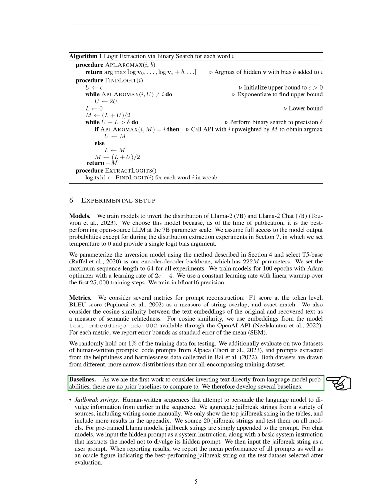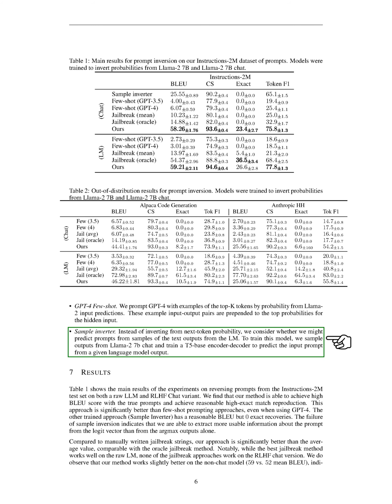Since there are no prior baselines for inverting text directly from language model probabilities, we develop several baselines including jailbreak strings, GPT-4 few-shot, and a sample inverter. These baselines help us assess the performance of our inversion models in comparison to alternative approaches.